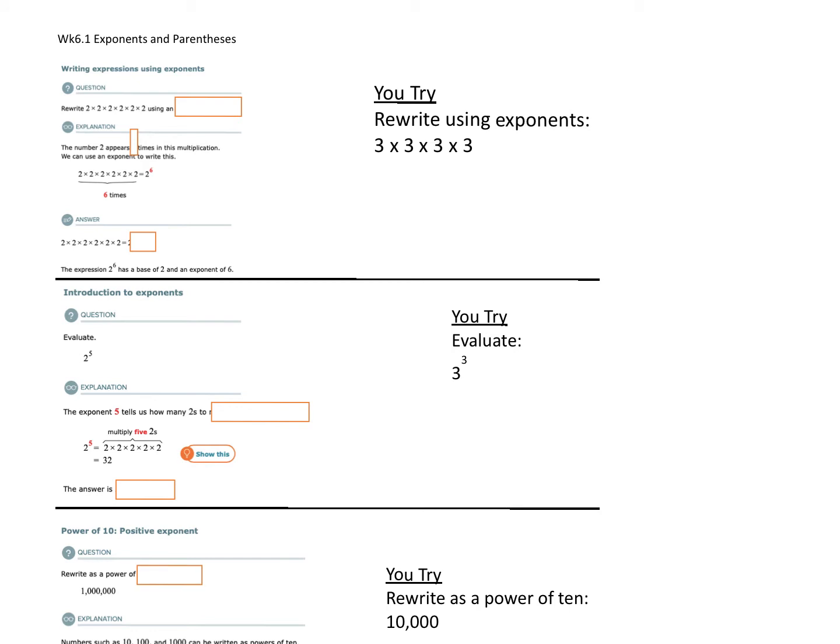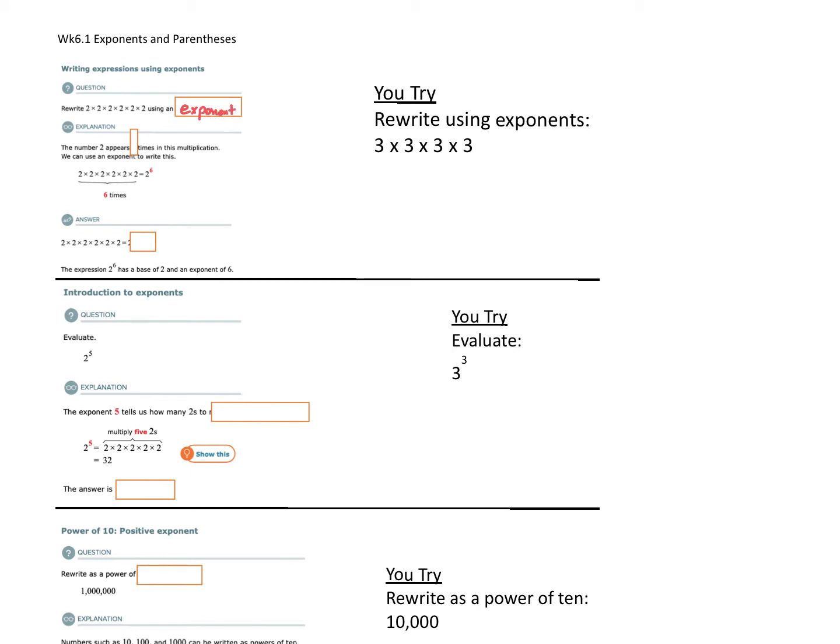All right, let's jump right in. First, let's talk about exponents. We're going to write expressions using exponents. So we're going to rewrite 2 times 2 times 2 times 2 times 2 times 2 using an exponent.